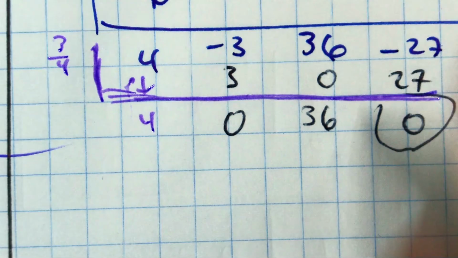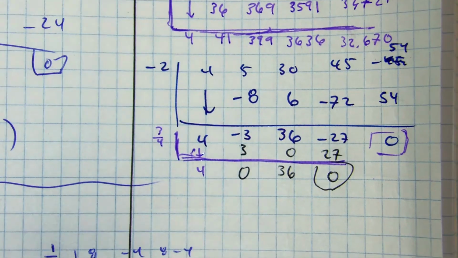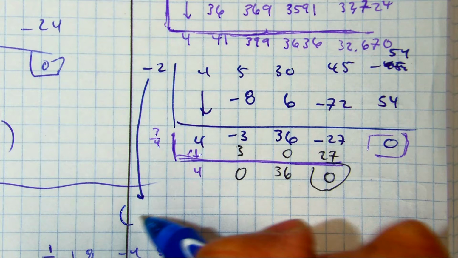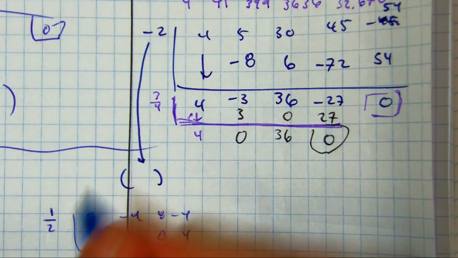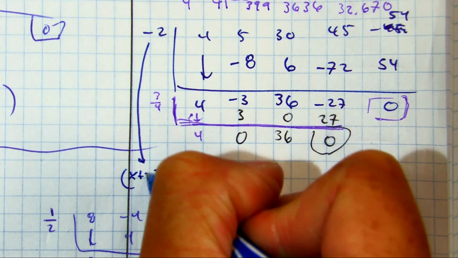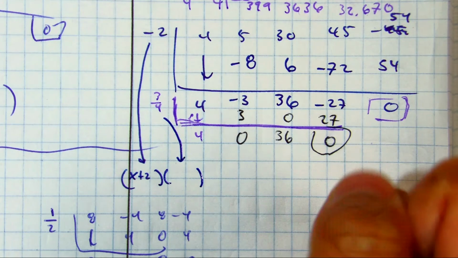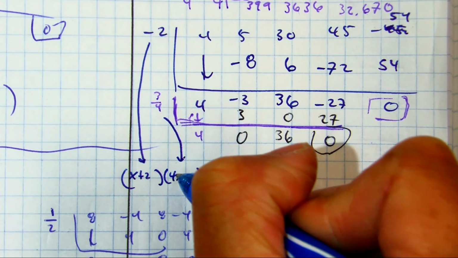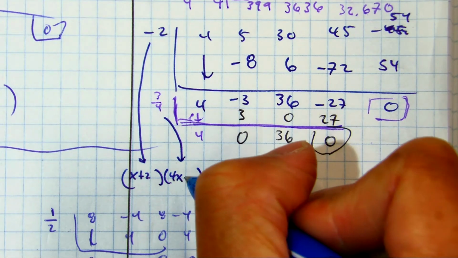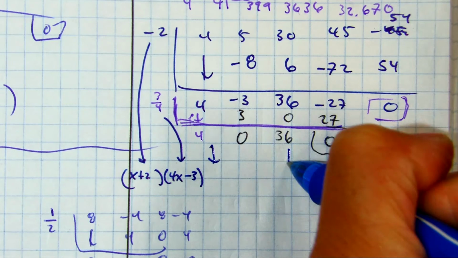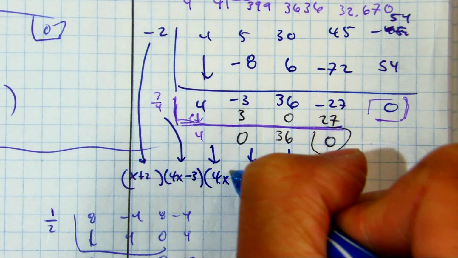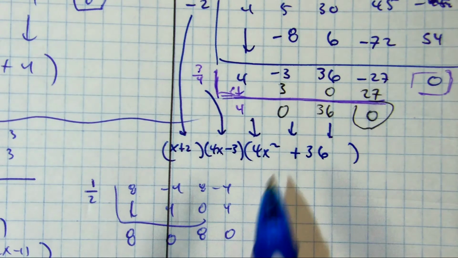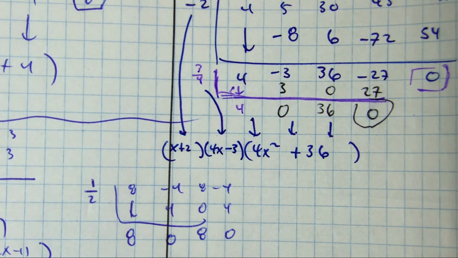Alright. Let's go back and figure out what this means. What does this one mean for us? Jocelyn. x plus 2. Jocelyn, this one? 4x minus 3. And what does this mean? That's 4x squared plus 3. Class, is that factorable? No. Okay, what do we do next?